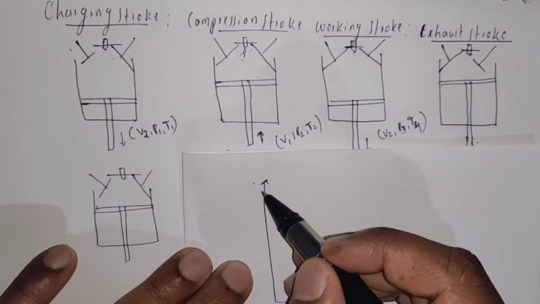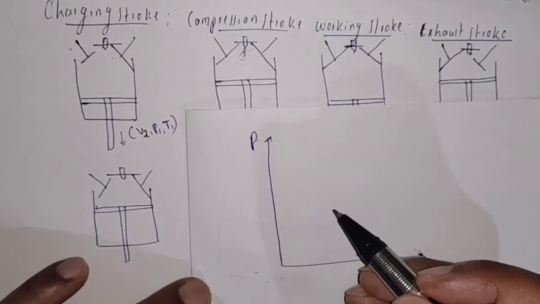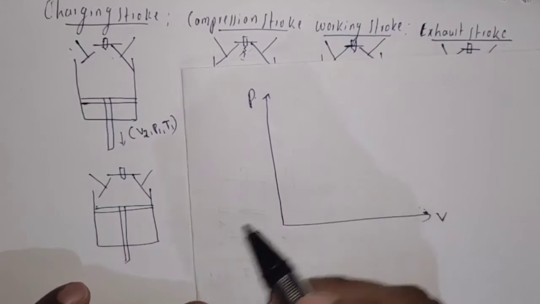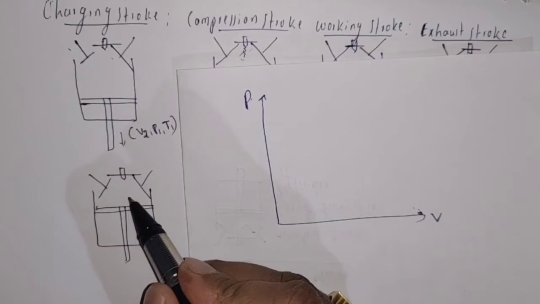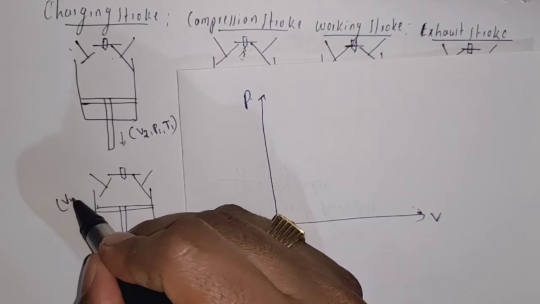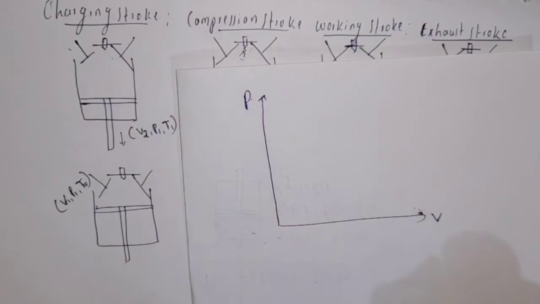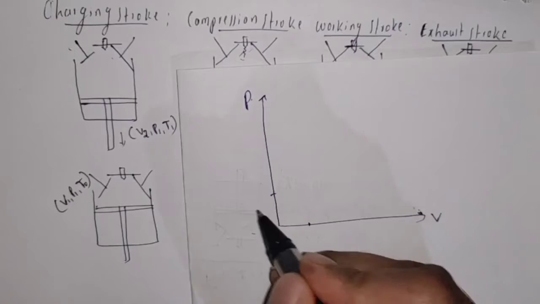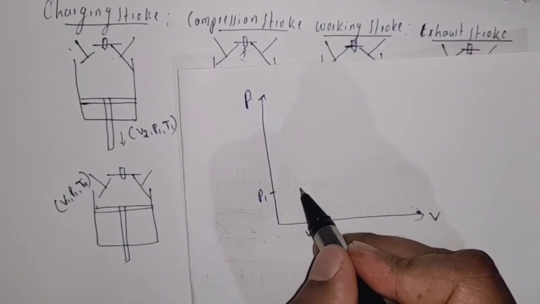Here, along the y-axis I am going to take pressure, and along the x-axis I am going to take volume. Here we can see the initial condition of this cylinder: initially it has volume V1, pressure P1 and temperature, let us take it as T0. I am going to represent it as pressure P1 and volume V1. This is the point.